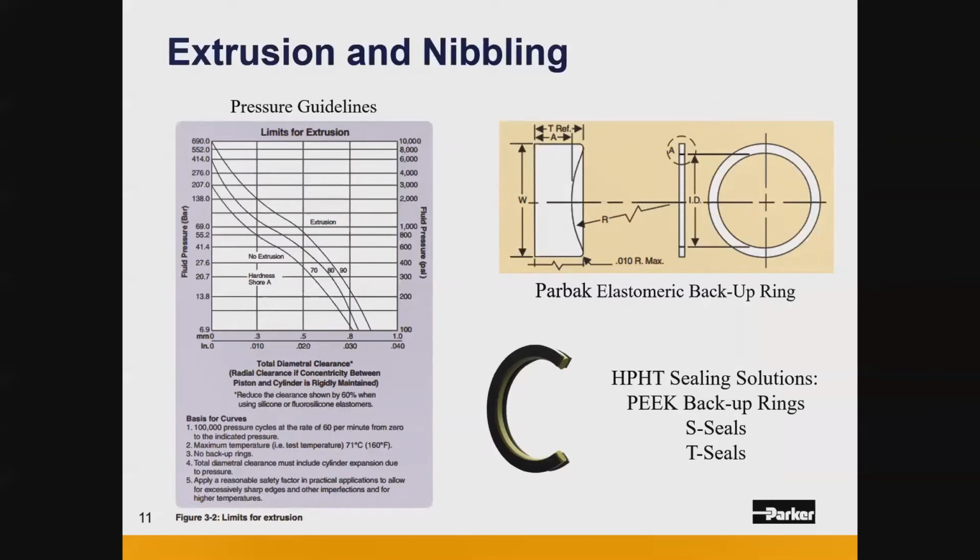So if going to a harder compound still isn't enough reinforcement, you could also consider introducing a backup ring. A backup ring can consist of elastomeric compounds as well, but if an even more extreme solution is required, you can go to a PEEK or a PTFE backup. You can also go to an S-seal or a T-seal if an O-ring with a backup ring combination is not considered sufficient enough.